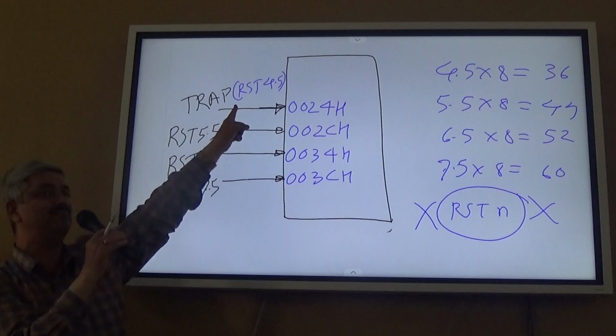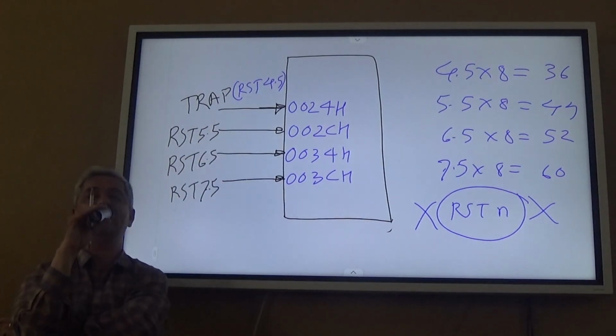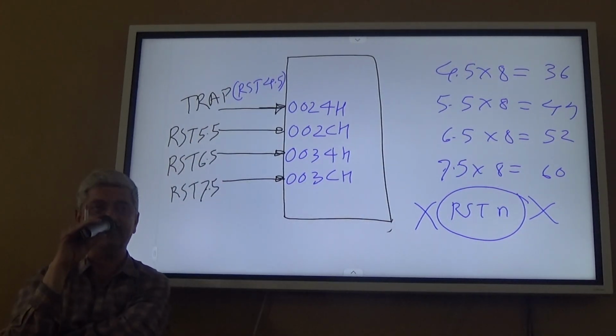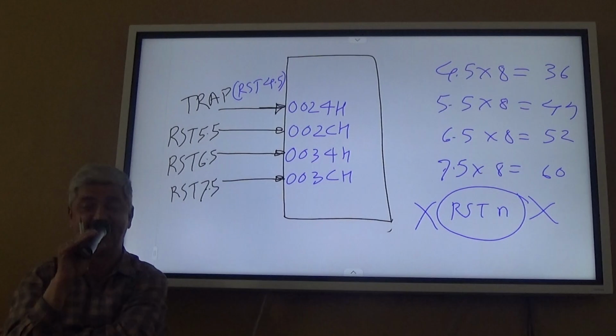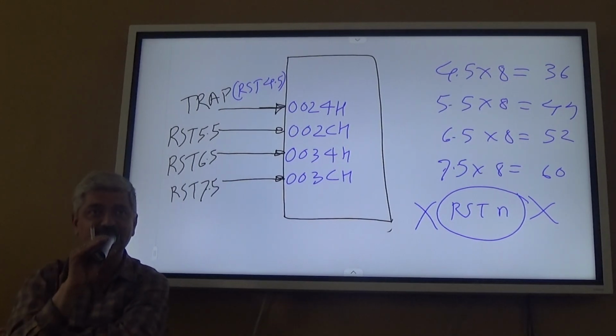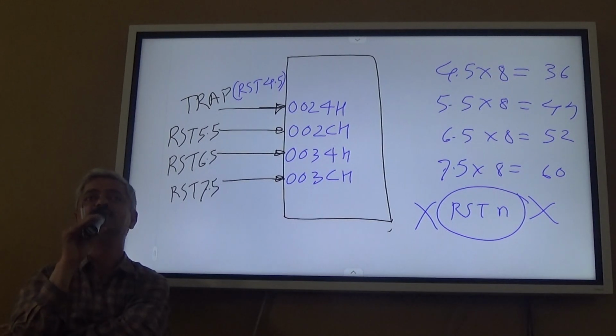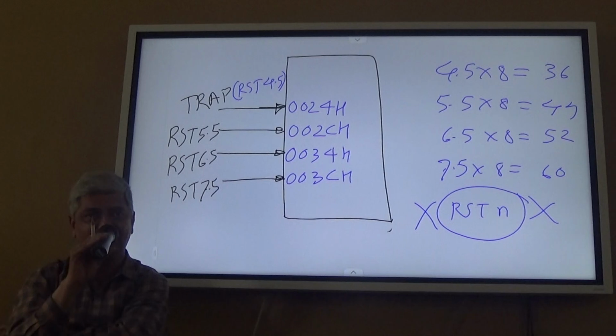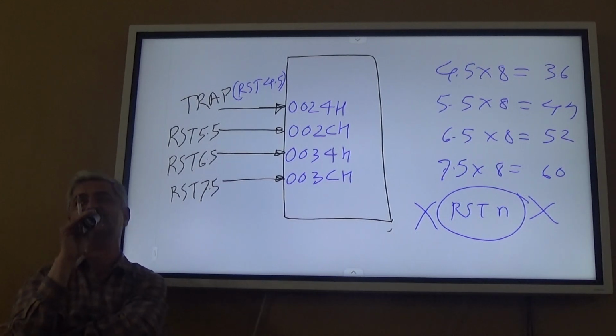RST trap means when trap becomes high, at the end of the current instruction the microprocessor finds that the trap pin has gone high, and the microprocessor goes into the state as if it has read the instruction CALL 0024. Did you get that?